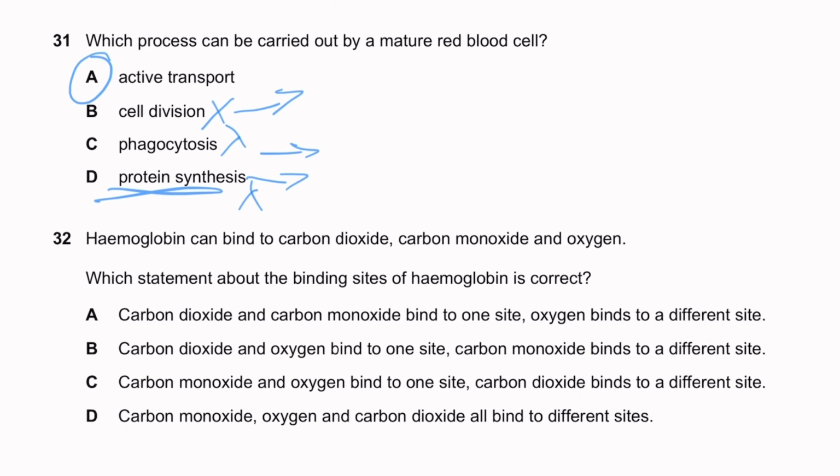Okay, let's move on. Hemoglobin can bind to carbon dioxide, carbon monoxide, and oxygen. Which statement about the binding sites of hemoglobin is correct? Remember, carbon monoxide is out of our syllabus. They won't be asking you about this anymore. However, you should know. Let's look at this.